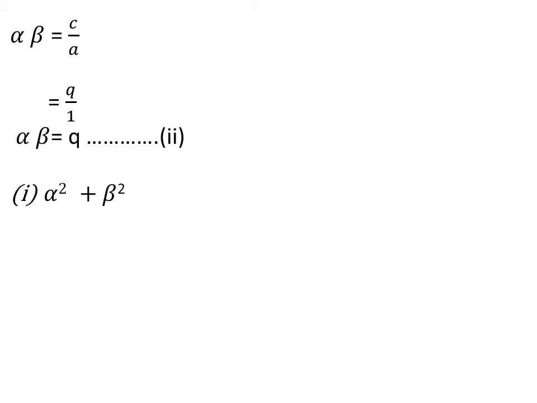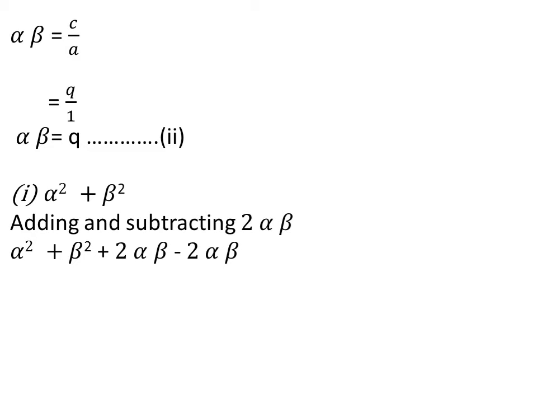We have to evaluate alpha square plus beta square. We have to find the value of alpha square plus beta square. For this we will add and subtract 2 alpha beta in this equation. So we write it as alpha square plus beta square plus 2 alpha beta minus 2 alpha beta. We added 2 alpha beta and also subtracted it so that we can complete the square. As you can see, first 3 terms are the square of alpha plus beta, so we can write it as alpha plus beta whole square, and then we will write minus 2 alpha beta as it is.